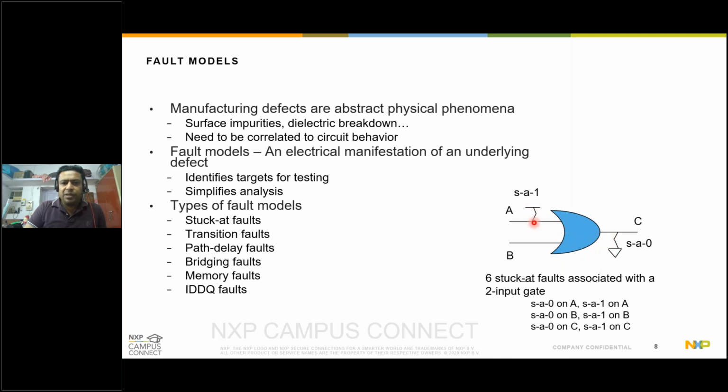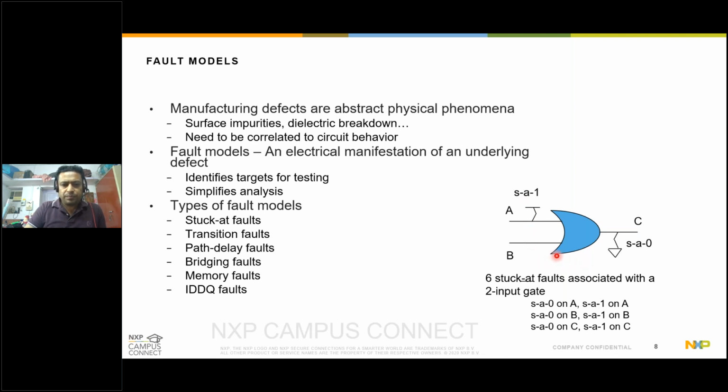So we have mapped the abstract physical phenomena to a model which can now correlate to my design in terms of gates, right? If I consider the stuck at fault model for this OR gate, this OR gate has a total of 6 such stuck at faults: a stuck at 0 fault and a stuck at 1 fault for each node. So a total of 6 stuck at faults are present for a 3-terminal gate. In order to test my OR gate completely, I need to test this OR gate for a total of 6 stuck at faults.